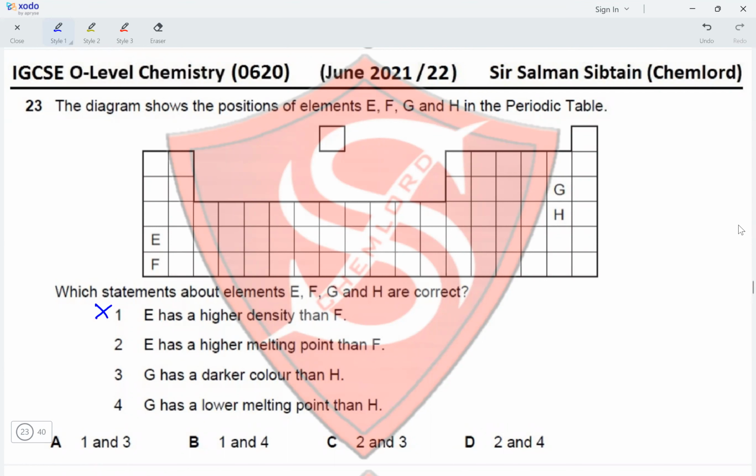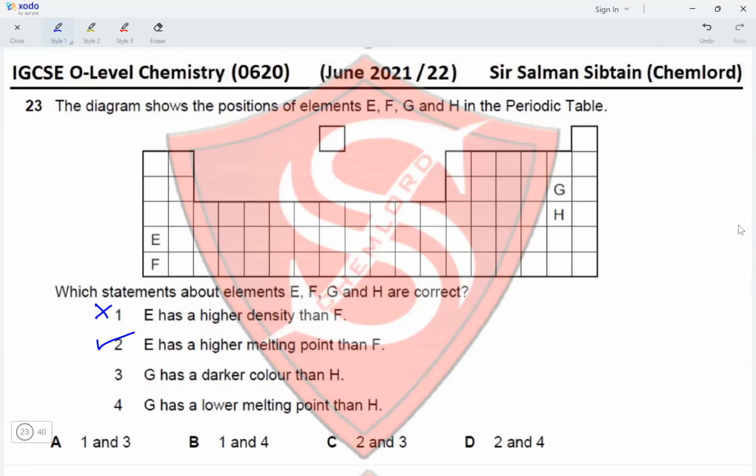So, this is incorrect. E has a higher melting point than F. Yes. For group 1, the melting point decreases down the group. So, E would have a higher melting point than F. This is correct. Next, G has a darker color than H. G is chlorine, it is a green colored gas, and H is bromine, it is an orange colored liquid. So G has a darker color than H.